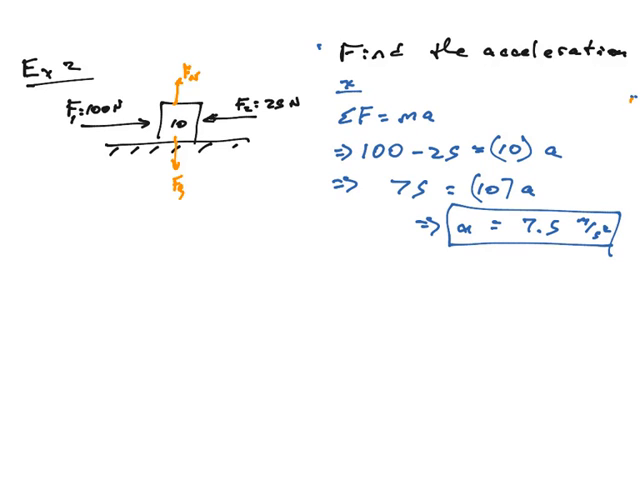So very similar to before, only now I have multiple forces, which means I have to add all the forces together. But because they're vectors, I care about the directions. I'm using the standard. Anything which goes to the right is positive. Anything to the left is negative. So I have 100 newtons to the right, that's positive 100, plus 25 newtons to the left, that's negative 25. Add them together, I get 75. Divide by the mass, gives me acceleration.